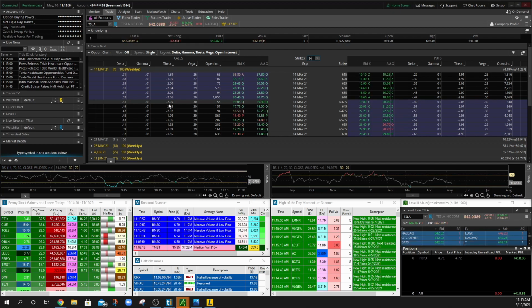So theta, once again, is time decay. If you expect to day trade an option, in and out 10, 20 minutes, the theta is not going to make that big of an impact on the value of your option, okay?